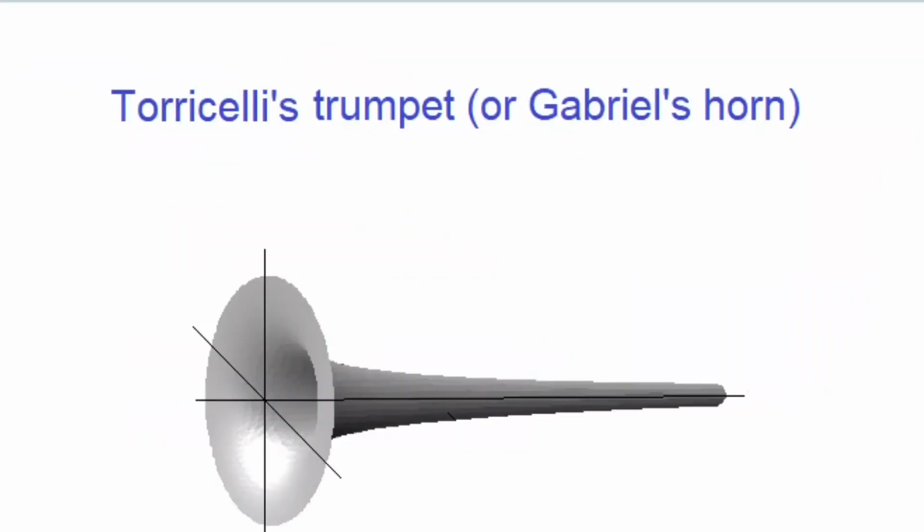A mathematical construction attributed to the Italian physicist and mathematician Torricelli, who was a student of Galileo and the inventor of the barometer, is this trumpet-shaped figure. It is the result of rotating the graph of y equal to 1 over x from 1 to infinity. Basically, the boundary is generated by rotating the graph of y equal to 1 over x from 1 to infinity.